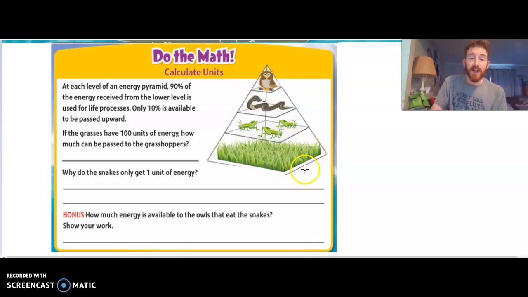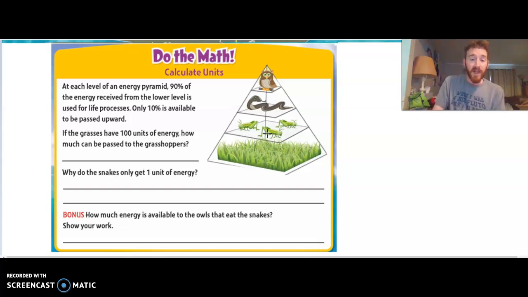But the thing is, even the grass needs to use energy to do things like photosynthesis and to grow and maybe to produce grass seeds so it can reproduce. And the same thing is true of the grasshoppers and the snakes and the owls. They're all using a lot of the energy that they take in. So when they eat, it says 90% of the energy received from the lower level is used for what they're calling life processes here. Life processes are just breathing, eating, moving, finding things. A lot of the energy gets used for that, and only 10% is available to be passed upwards. So that means basically stored on their body. So when those grasshoppers eat and grow, they use 90% of the energy they eat, but then 10% gets stored.